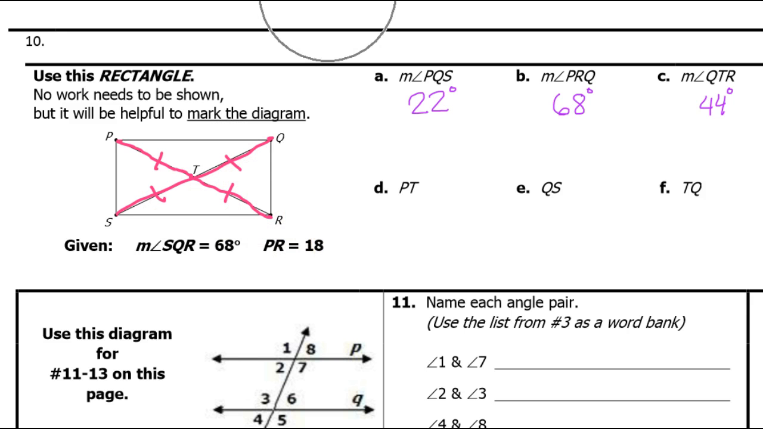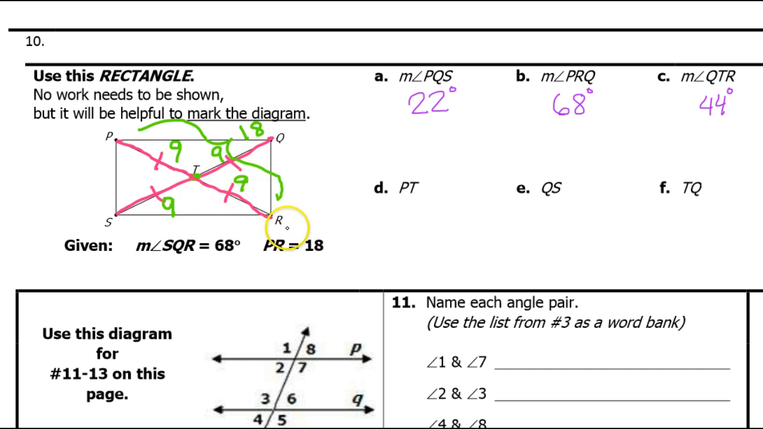Now PR is 18. So watch this very carefully. PR, that's all of this, is 18. So T is right there in the middle. So if PR is 18, that means that it's 9 and 9 on either side. And I just told you that all four of these segments are the same. So guess what? They are all 9. 9, 9, 9, 9.